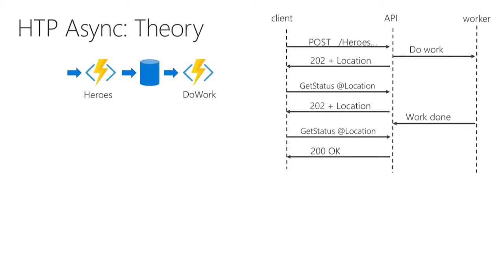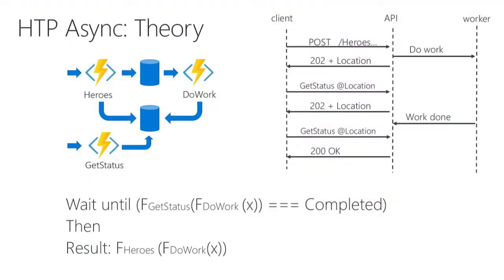There is a queue. But I also have get status, and get status needs to get status from somewhere. Where do you get the status from? Somewhere, right? And apparently now everybody needs to know where somewhere is. So everybody talks to somewhere. In theory, you wait until get status returns with the do work. Once that's complete, the result is whatever heroes pass to do work and whatever do work is supposed to do.